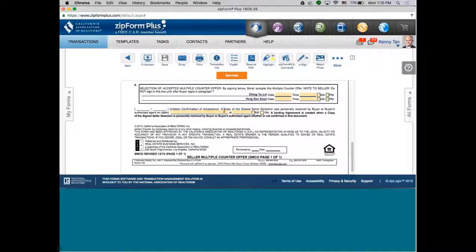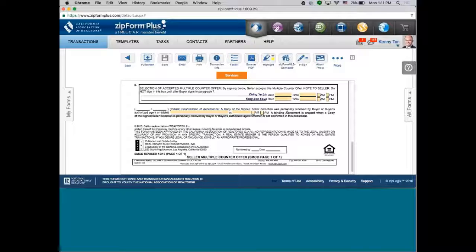And of course, I think this is for the listing agent, and it says confirmation of acceptance. A copy of the signed seller selection was personally received by buyer or buyer's agent. Oh, this is actually for the selling agent. So if you're the selling agent, you receive signed paragraph 8, you need to go ahead and complete this. Okay, this is for selling agent, not for listing agent. Earlier on the offer, we have one that is for the listing agent. So don't forget to fill this out, if you're the selling agent.